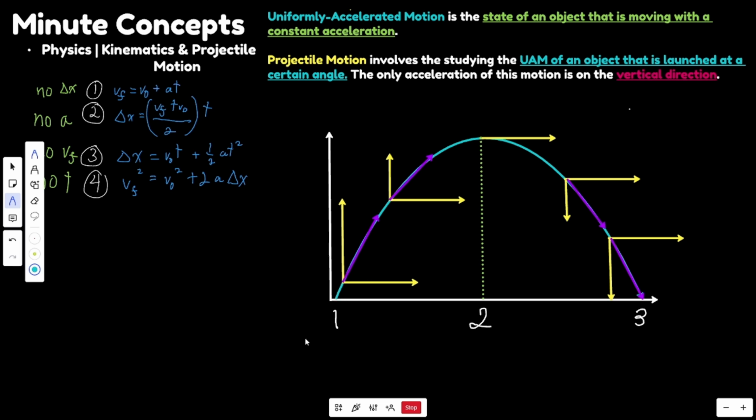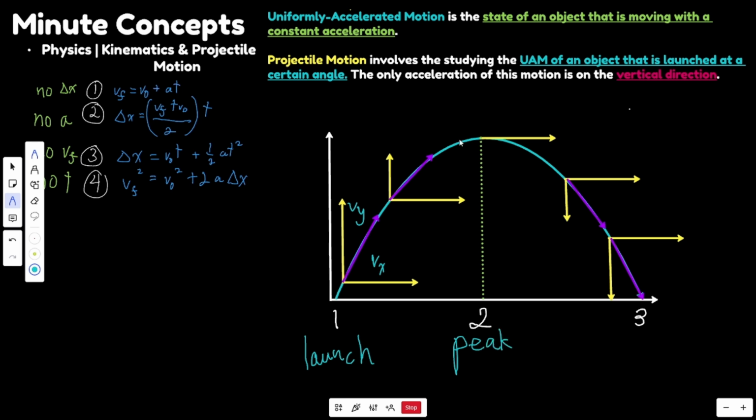So first is the launch. The launch has a horizontal velocity, or rather, let's do this. There's also an initial velocity upward. So that is the start of your object's trajectory or the start of its motion. And then there's also the point where it's reaching its highest point, which is over here at number 2, which is its peak.